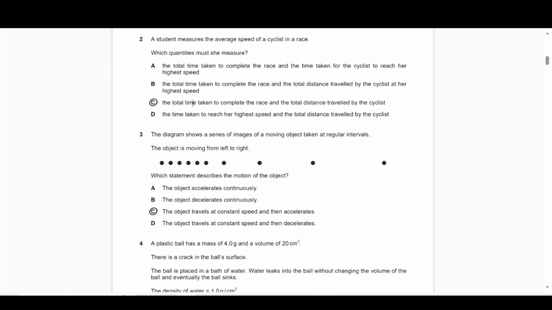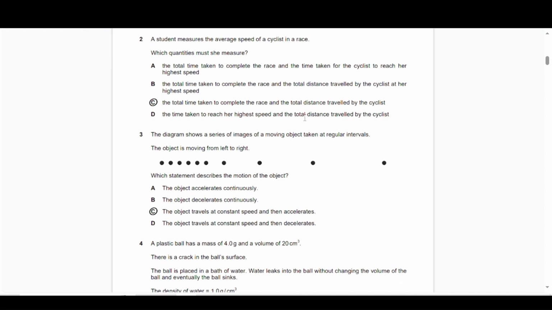If we look at C, it's the total time taken to complete the race and the total distance traveled by a cyclist. That's the correct answer. Usually, if you're very sure of it, I wouldn't even bother going down further to read the other ones, but it's always a good idea just to check in case there is a better option, right? So indeed, they said the time taken to reach a high speed and the total distance traveled by the cyclist. Again, this is sort of the reverse of B, where I think they're trying to find the time to reach the high speed.